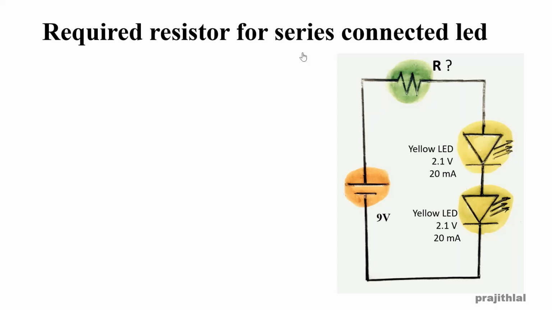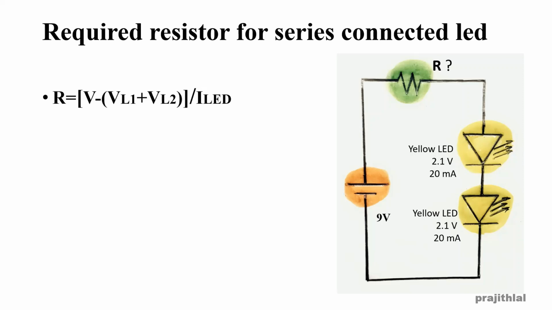Required resistors for series connected LED. So here we have a series connected LED. Two yellow LEDs. As we know from the chart, the yellow LEDs have 2.1 volt forward voltage and 20 milliampere current. So these LEDs have 20 milliampere forward current. Both of them are yellow LEDs. And we have the supply voltage of 9 volt. So we need to find the resistance.